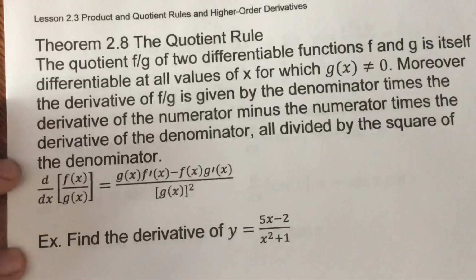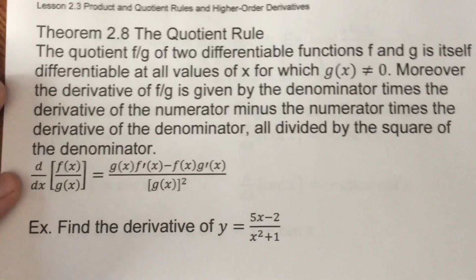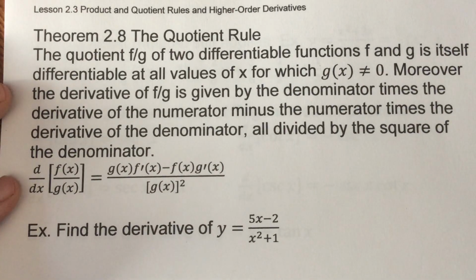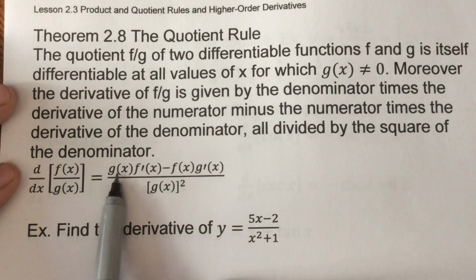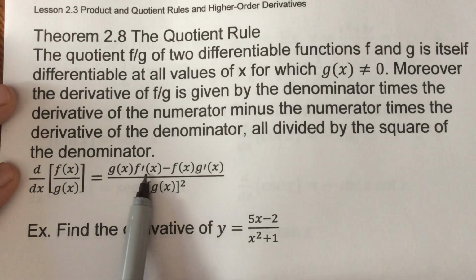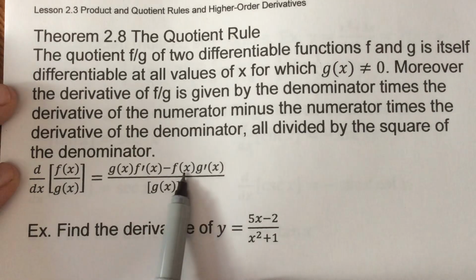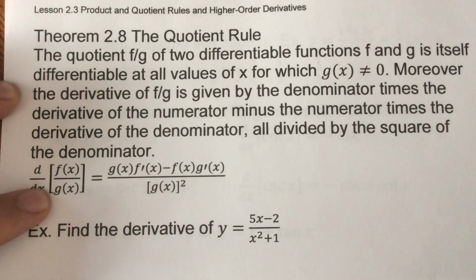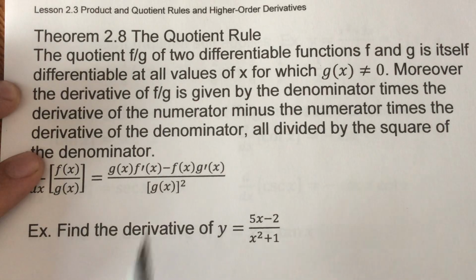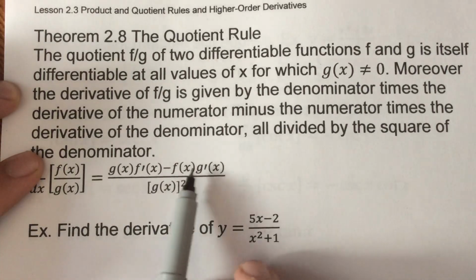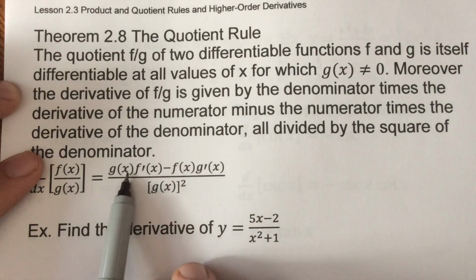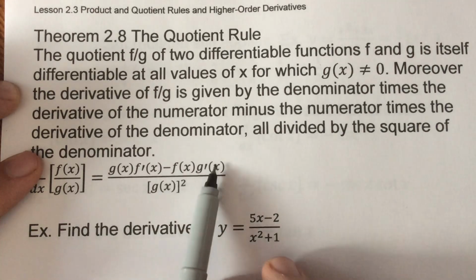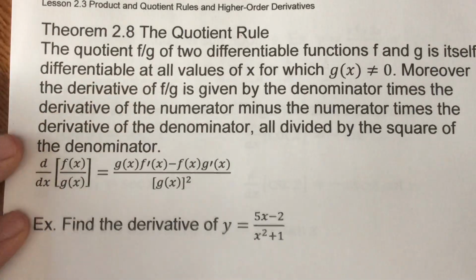Now, the other side of this is if they're divided, we're going to do the quotient rule. Here it's very specific, so it has to be the bottom times derivative of the top minus the top times derivative of the bottom all over the bottom squared. So g of x is the bottom, f of x is the top. So bottom, top, top, bottom. Bottom, derivative of the top, top, derivative of the bottom, bottom squared. Okay?